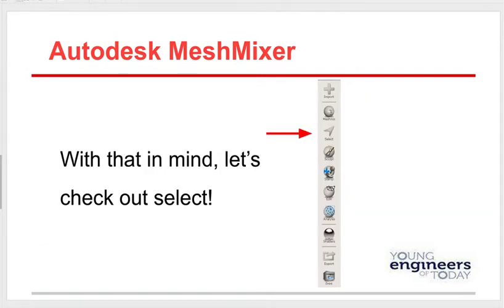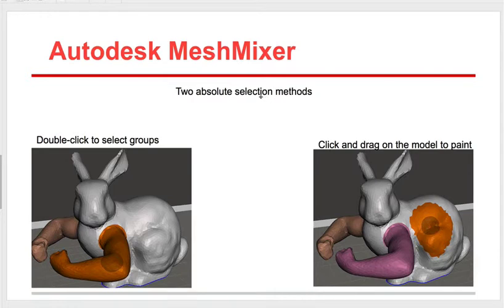So you've got the select. Let's look at select. There's two absolute selection modes. Double click to select groups. Click and drag on the model to paint, which is kind of weird. Double clicking is why grouping is important. Without groups, it selects everything on the model you want to double click. So, all right, double click to select a group, then click and drag on a model to paint it.